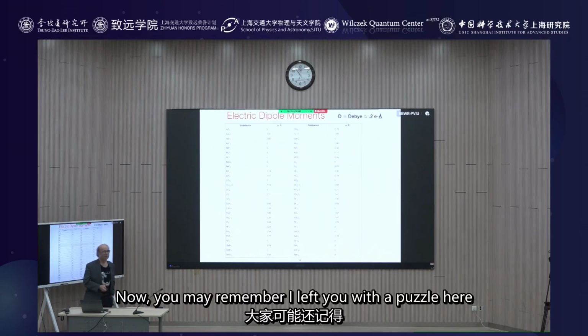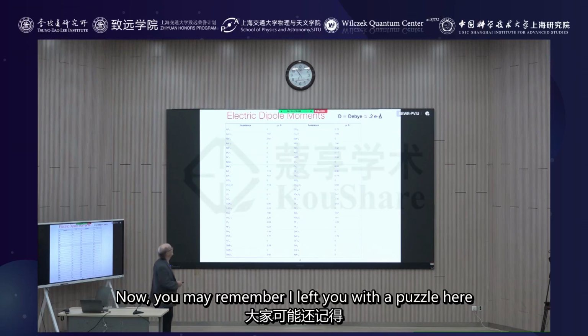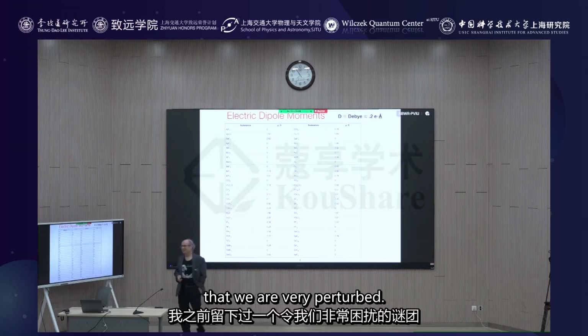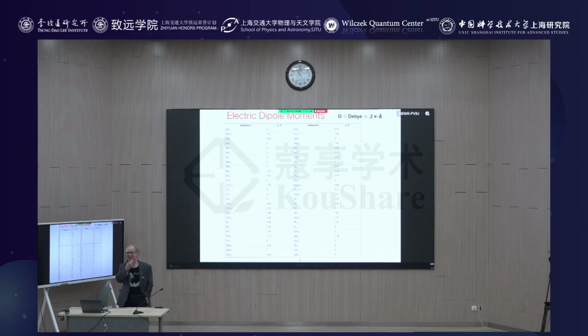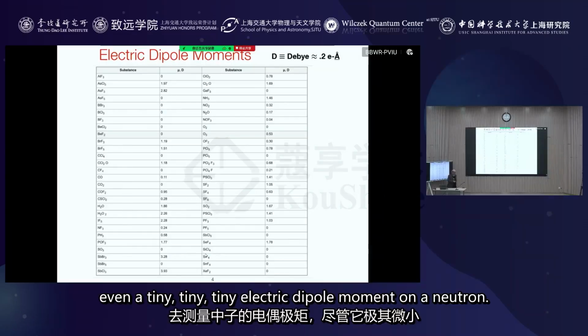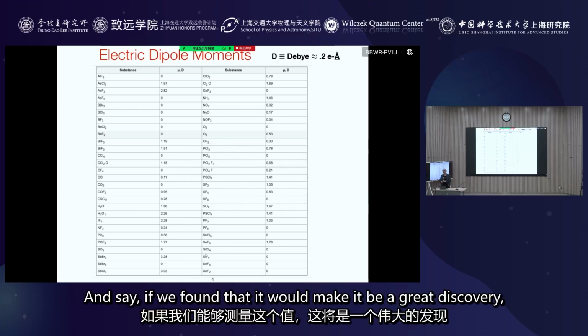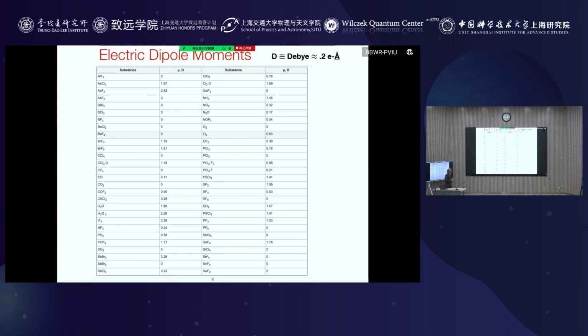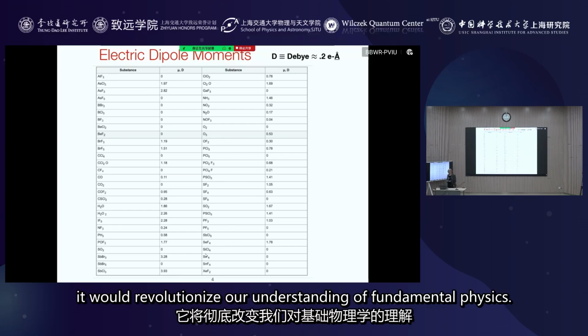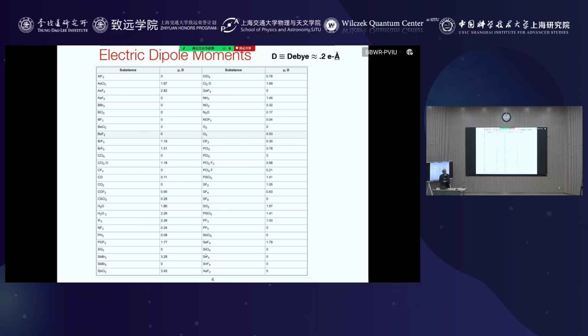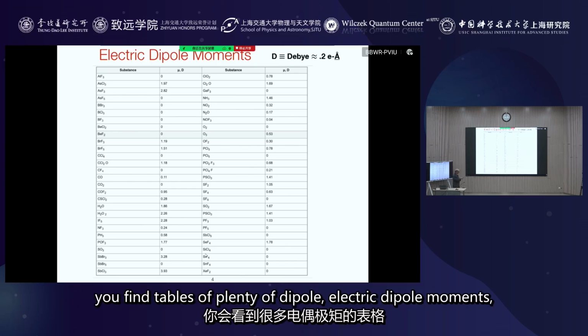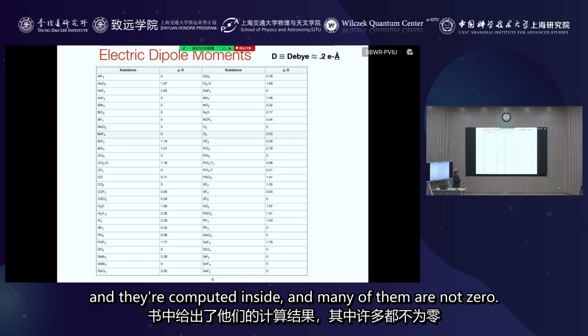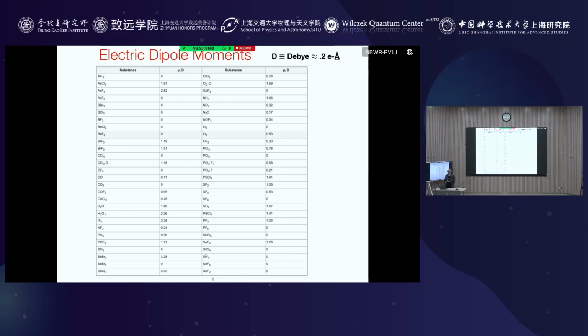Now, you may remember I left you with a puzzle here. We try very hard to measure even a tiny electric dipole moment on a neutron, and if we found one, it would be a great discovery. It would revolutionize our understanding of fundamental physics. And yet, when you turn to a chemistry book, you find tables of plenty of electric dipole moments, and many of them are not zero. So what's going on here?